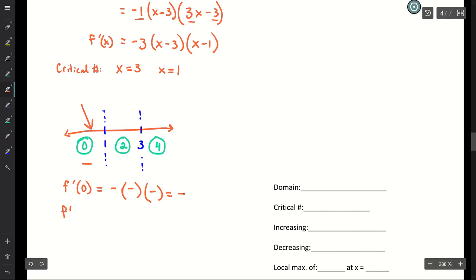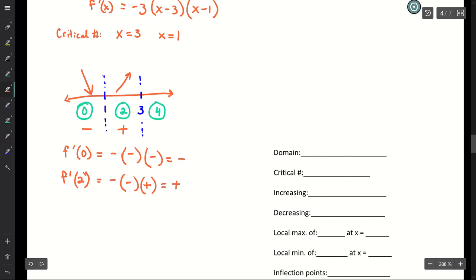F prime at 2. I'm looking back at my derivative and plugging in 2. The -3 in the front is negative no matter what. Plugging in 2, 2 minus 3, that's negative. And then plugging in 2 to the third factor, 2 minus 1, that's positive. So in this one, I have 2 negatives multiplied by a positive. That's going to be positive. That's going to indicate that I'm increasing, going uphill.